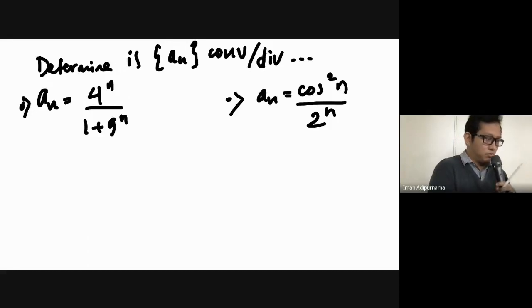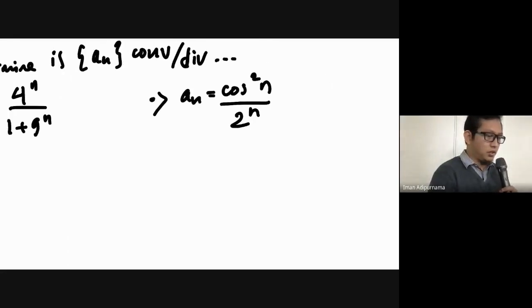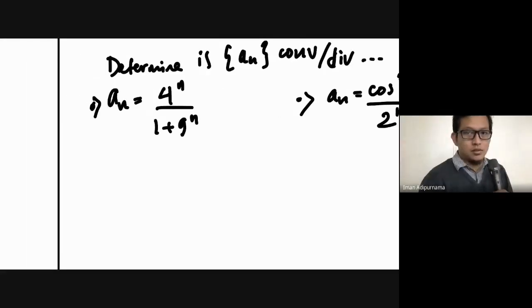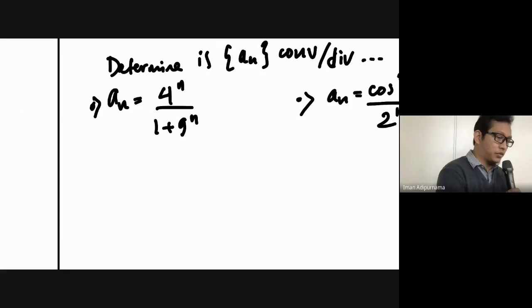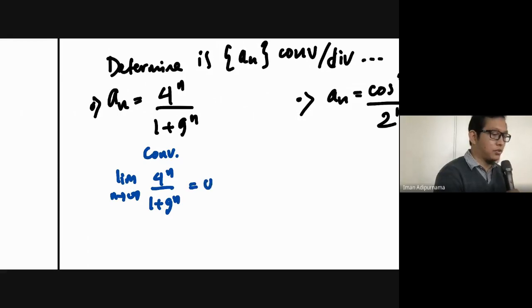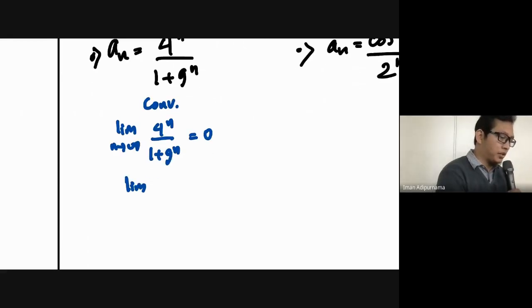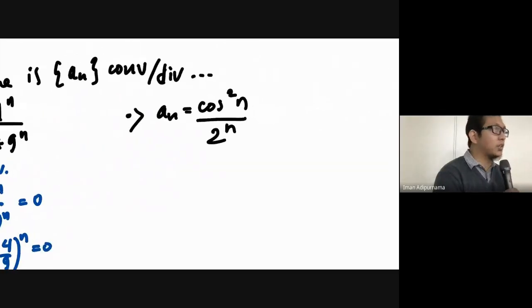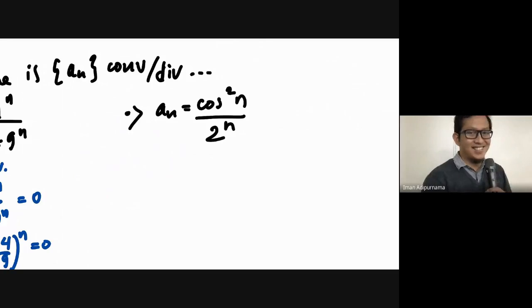Okay, so maybe the first one first? It should converge, right? 0. This is convergent. If you calculate this, it will be 0. Remember that if you have a limit as n approaches infinity of, for example, 4/9 and then n, it's 0. Okay, and this one, anyone solve? 0. Yeah.